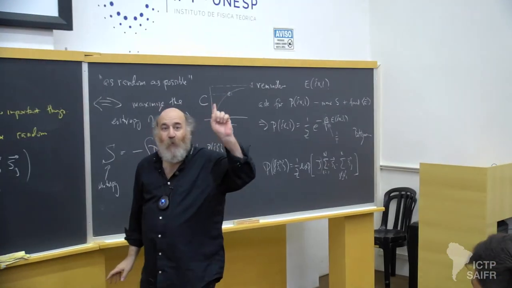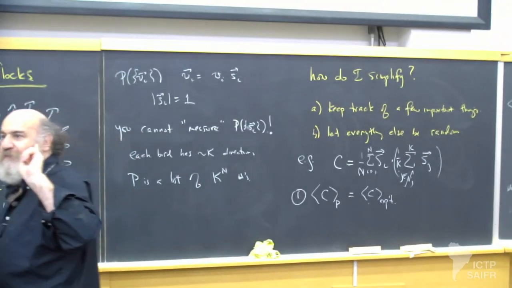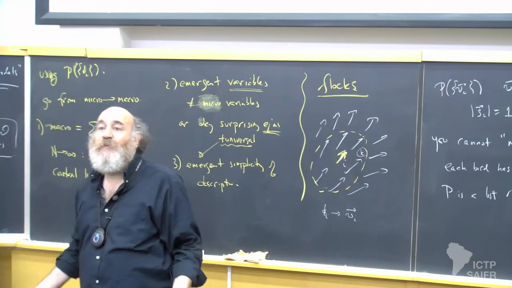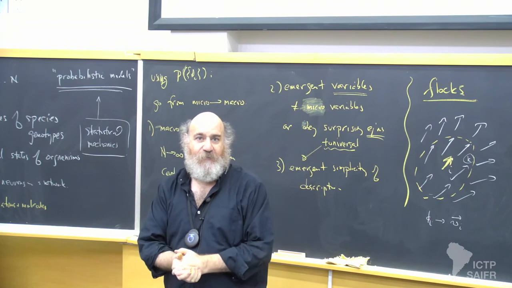So by measuring one number from the flock, you have a candidate for a theory of the joint distribution of all of the velocities in the flock. And this is one approach to simplification.